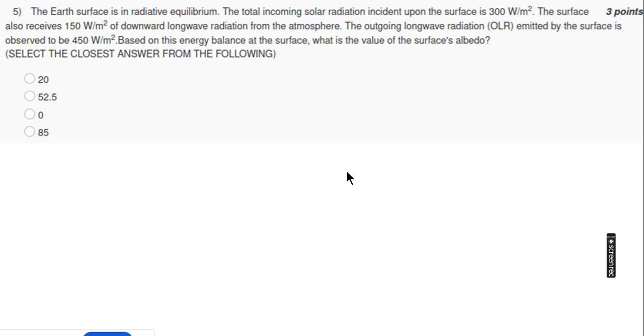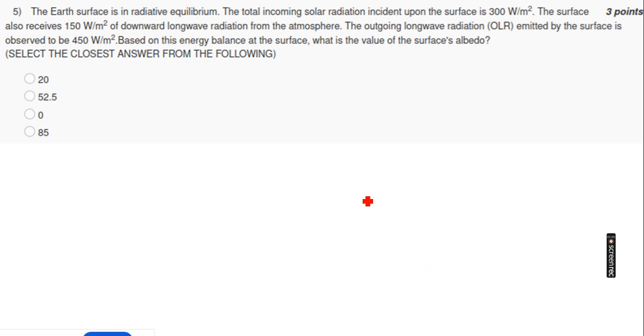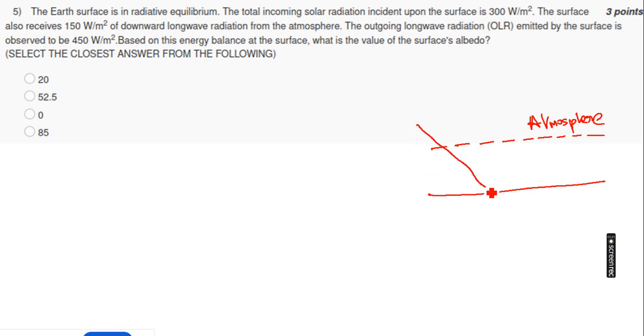The Earth's surface is in radiative equilibrium. The total incoming solar radiation incident upon the surface is 300 watt per meter square. So let this be the surface. Then we have a thin layer of atmosphere above it. Then the question says the surface is in radiative equilibrium. The total incoming solar radiation which is incident upon the surface is 300 watt per meter square.